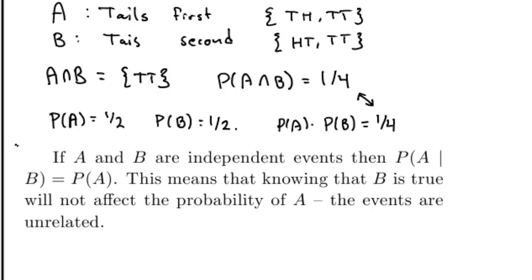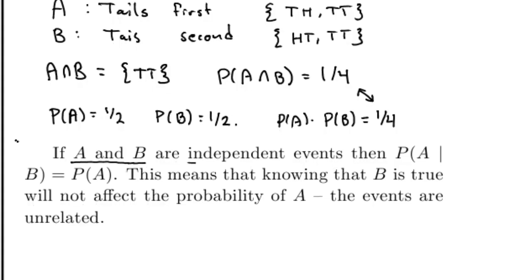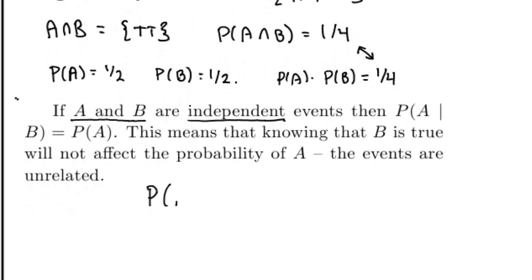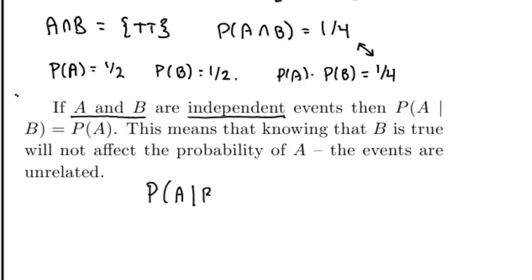Here is a very important result. If I have two events A and B that are independent, then this conditional probability A given B is equal to the unconditional probability P of A. That makes sense. If A and B are independent, they have nothing to do with each other, then knowing B shouldn't affect the probability of A happening.